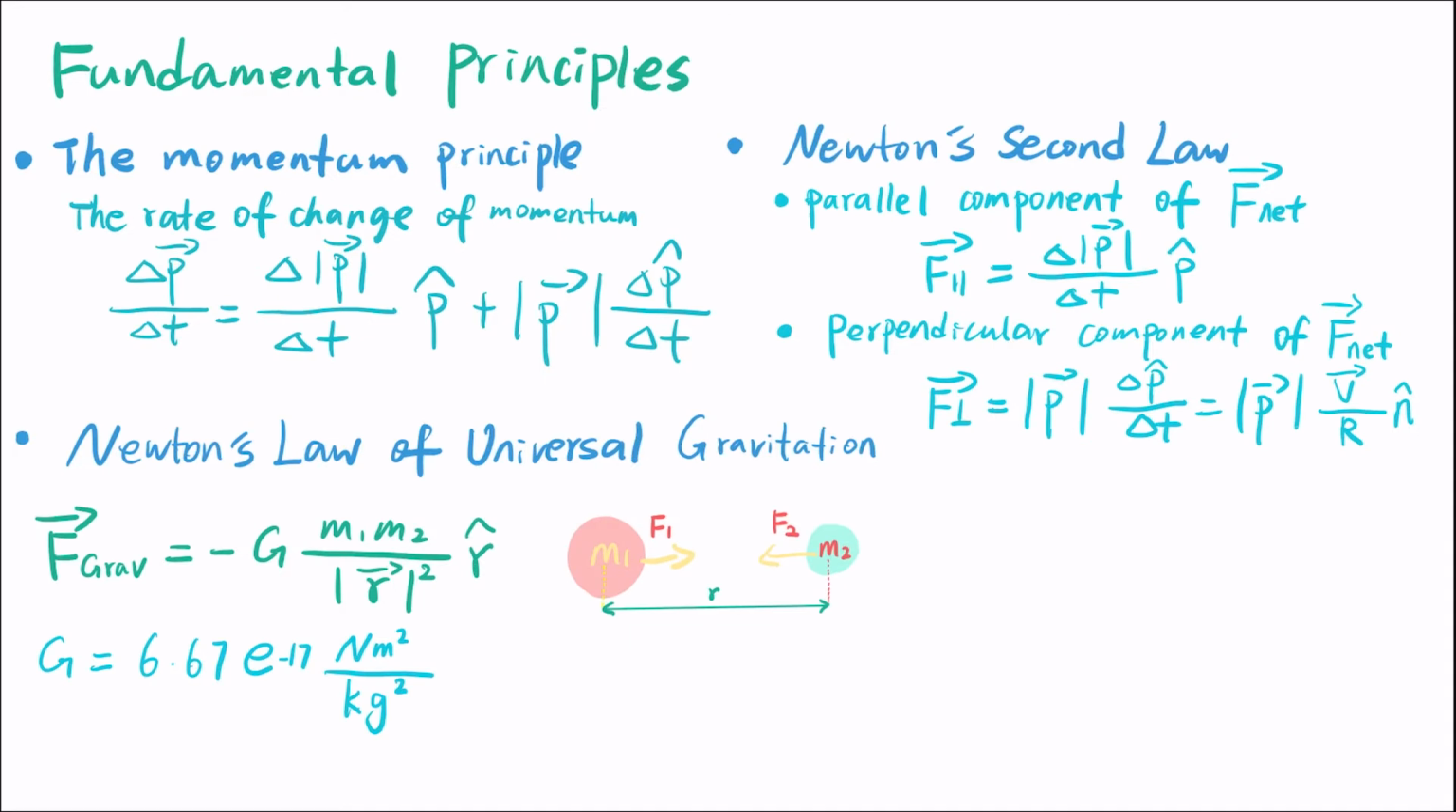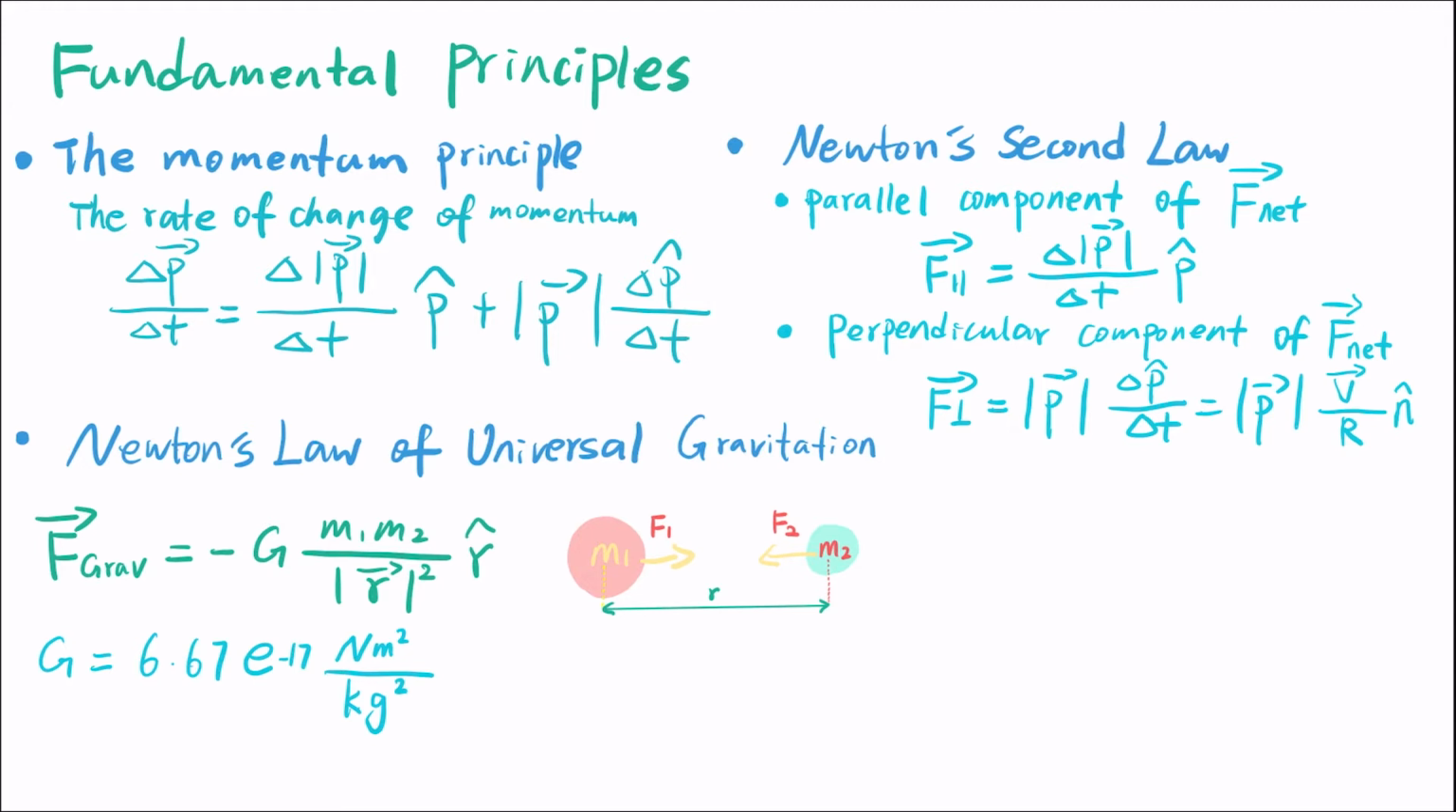There are mainly three fundamental principles used in this experiment. The first one is the momentum principle. The rate of change of momentum could be stated as delta p over delta t equals delta absolute value of p over delta t times p hat plus absolute value of p times delta p hat over delta t.